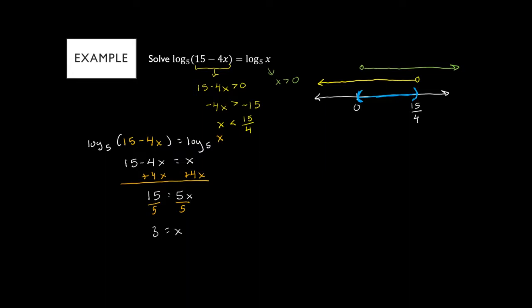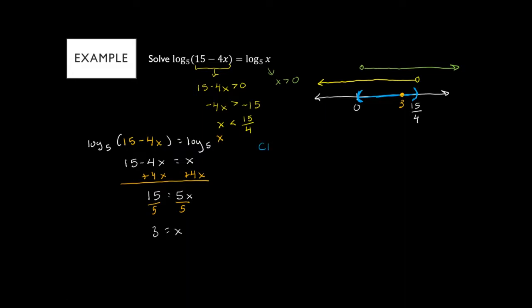Is it between 0 and 15/4? So 16/4 would be 4. 12/4 would be 3. So 3 is probably somewhere around here because 15/4 is going to be 3.75. So just kind of estimating where 3 is. So 3 is within our domain. And so in this case, we do have a solution because it is inside where we expect our solution to be.